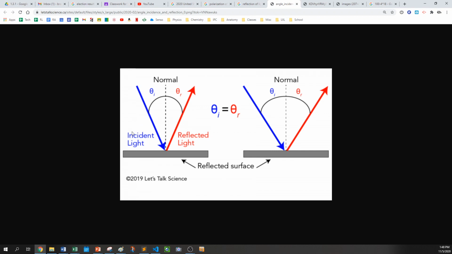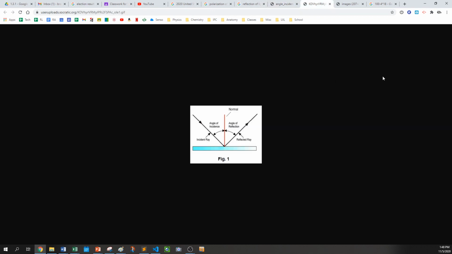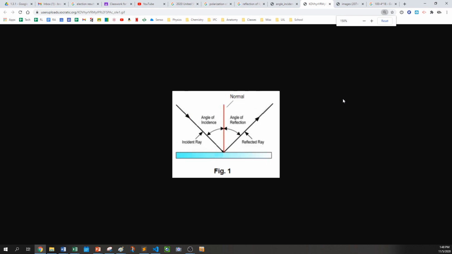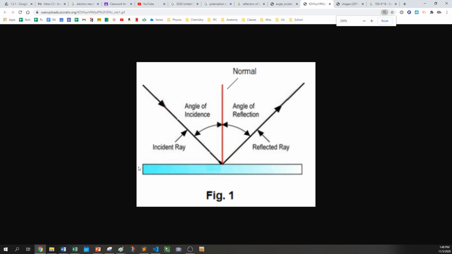So we can see the incident light coming in. If we do a shallower angle, this angle is small, this angle is going to be equal to that angle. So it's going to reflect like this. If we increase this angle, it's going to increase on this side. So angle of incidence equals angle of reflection.